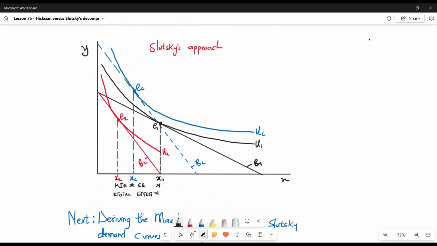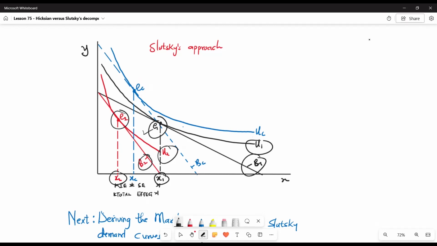So if we start from the original bundle E1 on budget line B1 and indifference curve U1, suppose the price of X increases, moving the consumer to bundle E2 on budget line B2 on indifference curve U2. So this implies a reduction in the quantity demand of good X from X1 to X2. This change, as we know, is the total effect of the price change. To find the substitution effect, we will be holding the income effect constant. Since Slutsky measures real income in terms of how much the consumer can buy, then holding income effect constant simply means keeping the consumer on the original bundle E1.